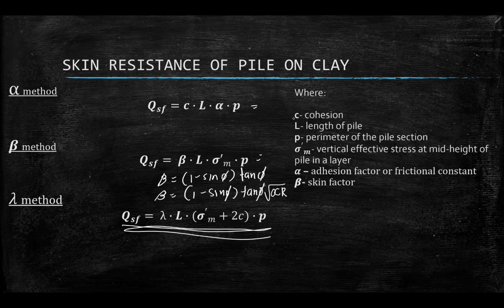Here the legends are indicated. C is cohesion, L is the length of the pile, P is the perimeter of the pile section, and sigma prime M is the vertical effective stress at mid-height of the clay layer. Remember that, mid-height. Alpha is the adhesion factor or the frictional constant, B is the skin factor, and lambda is the effective frictional factor.